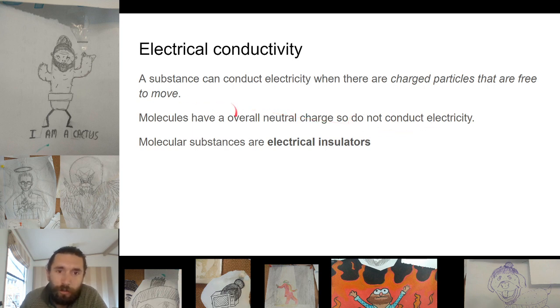This is because molecules do not have a charge. They've got an overall neutral charge. They don't have a little 2+, or they don't have ions associated with it, or any free to move electrons. So molecular substances are always electrical insulators, do not conduct electricity.